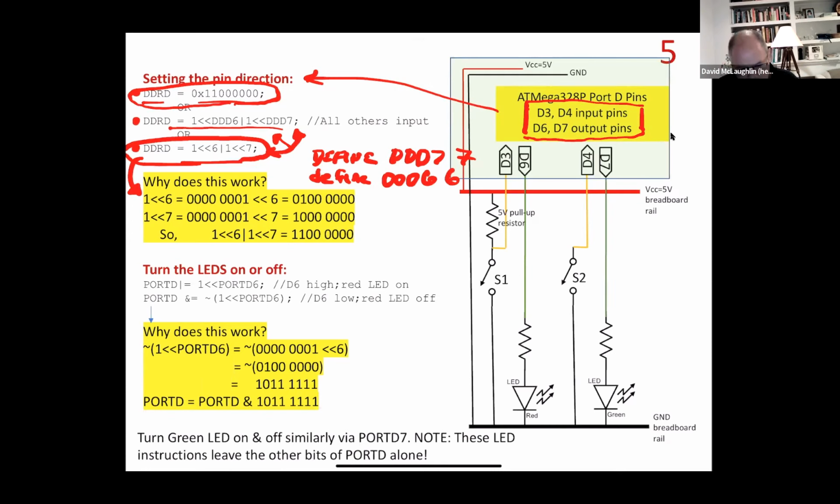Repeat? He thought 0x was hexadecimal and 0b was binary. Oh, you're right. You're absolutely right. Thank you for catching that. That should be a B. You're right about that.